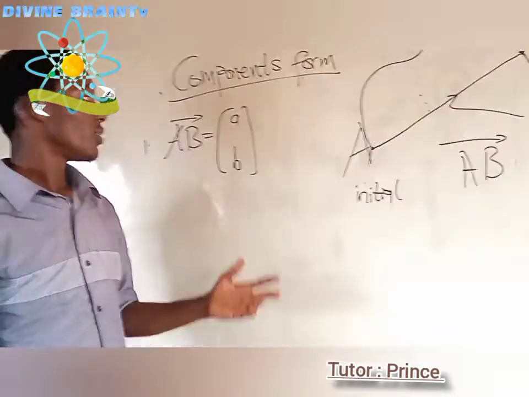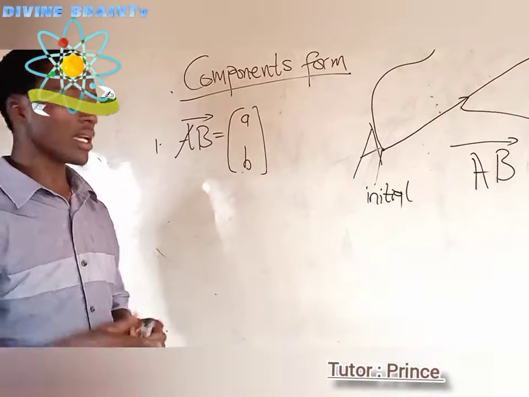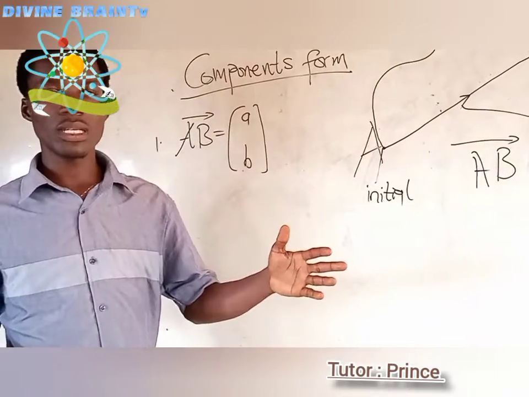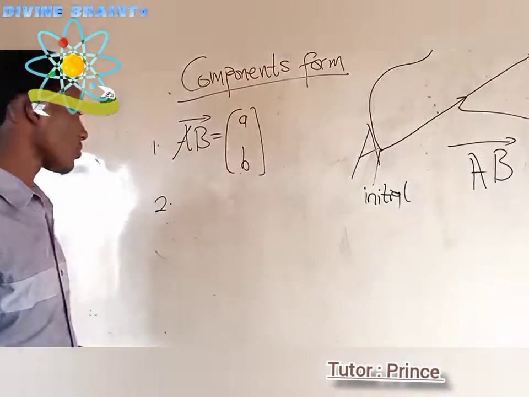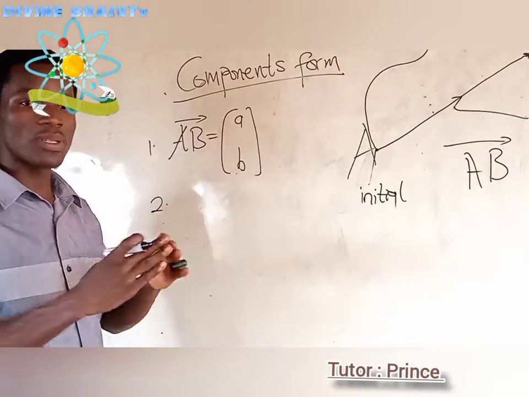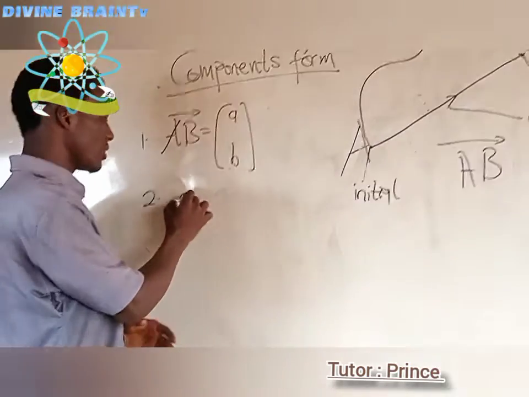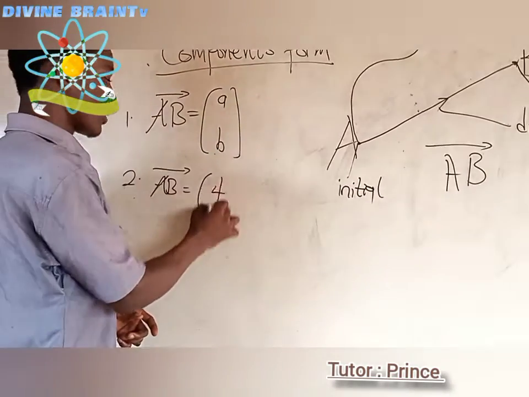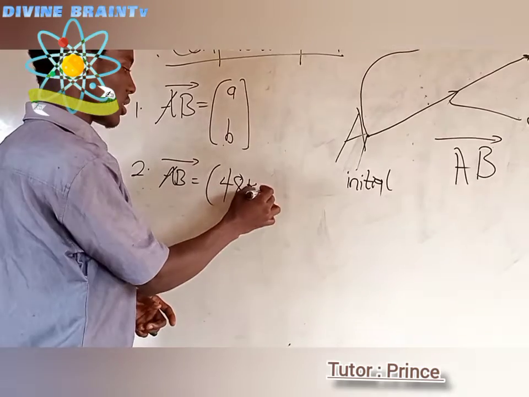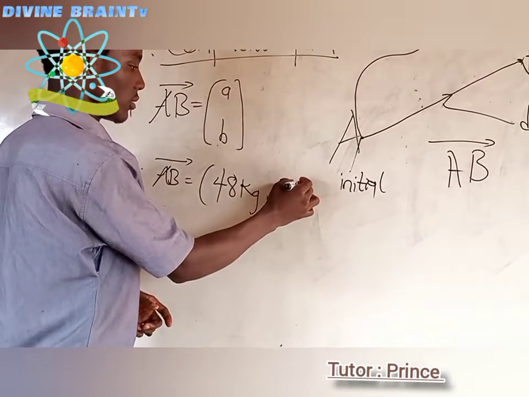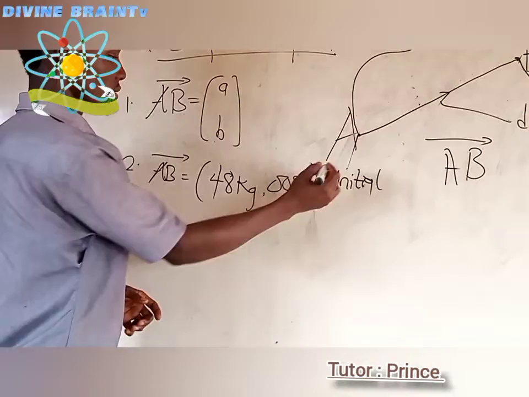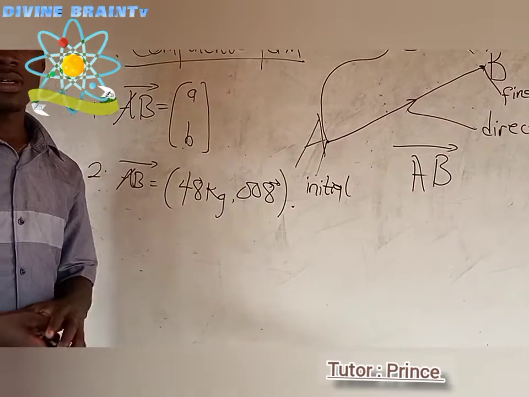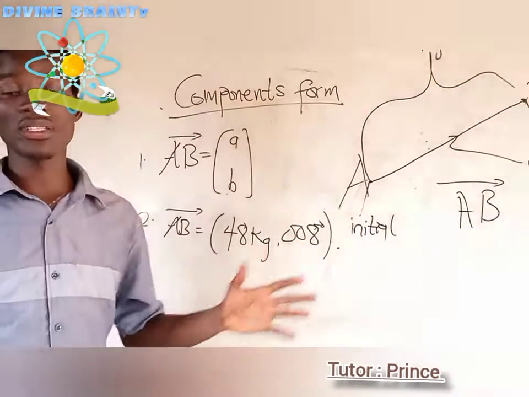Then the second point is the magnitude and bearing form. With the magnitude and bearing form, we represent it horizontally. For example, we have vector AB and it moves maybe 48 kilometres at 008 degrees. So this is an example of a magnitude and bearing form of representing a vector.